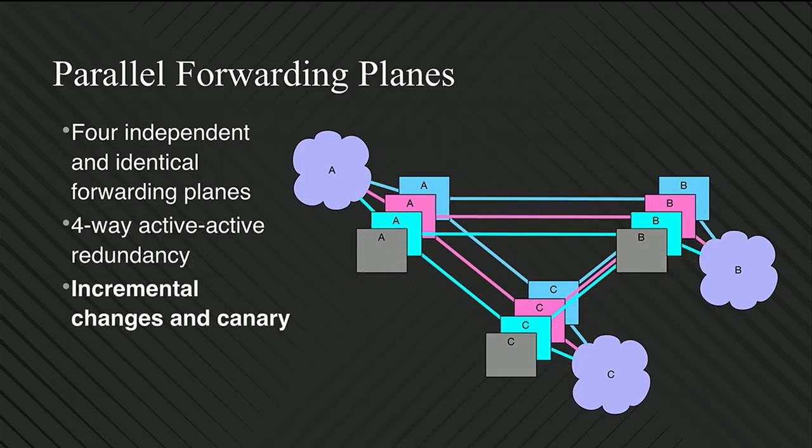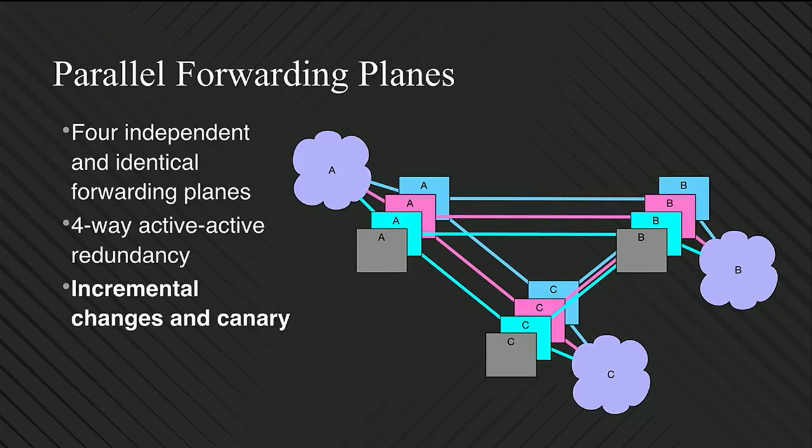We can also use this architecture for incremental change and software canary. The way it works is that we drain the entire plane. And by drain, I really mean detouring all traffic so there's no more traffic going to any of the routers in that plane. And once that is done, we can do maintenance or upgrade. For example, replacing line cards or installing new software.